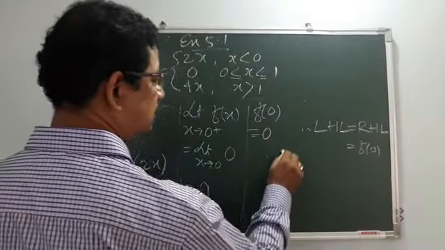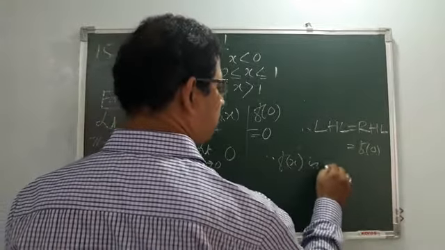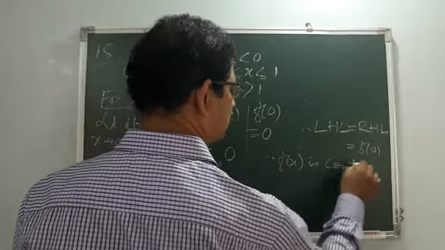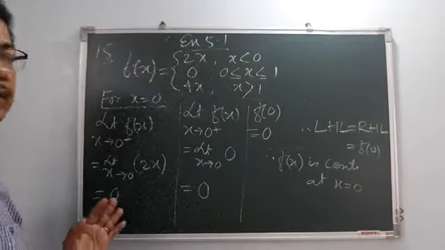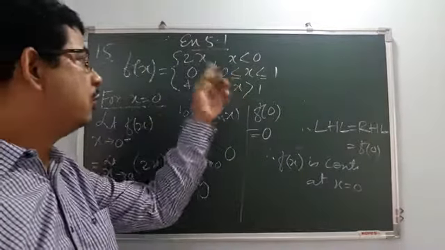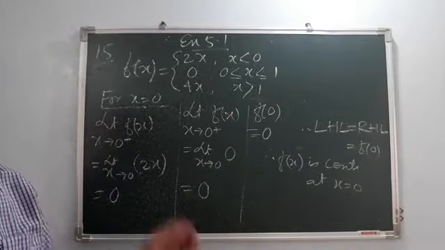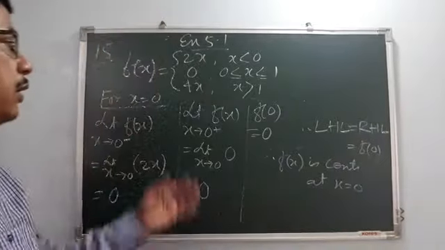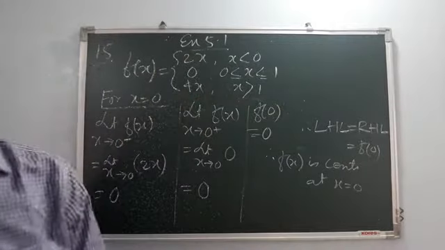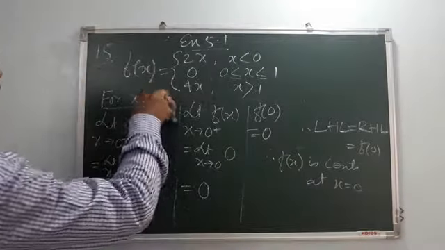Therefore f(x) is continuous at x equal to 0. So at this 0, where we assumed there was a doubtful point, we get continuous values. Now we will check for x equal to 1. Simply we will change these things. This is 1.